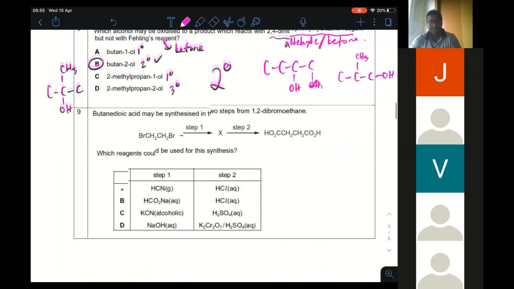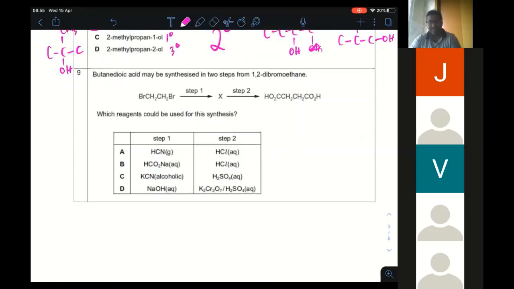For number 9, butanedioic acid may be synthesized in 2 steps from 1,2-dibromoethane. So you are synthesizing carboxylic acid from halogenoalkane. Now, which reagent can be used for this synthesis? Have a look over here. They have only 2 carbons. Here, they have 1, 2, 3, 4 carbons. Now, can you tell me what is the reaction available in chemistry where you can change 2 carbons and increase the number of carbons?